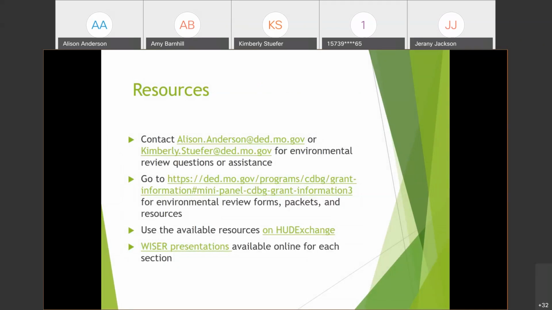We have some resources here, and you can contact us if you can't copy this down, but we have a link for environmental review forms, packets, and resources. We recommend the HUD Exchange. That's got a wealth of information on the environmental review process. And if you type in WISER in the HUD Exchange, you will get training videos on all the statutory checklist items. And I'd be happy to answer any questions as well as Kim.